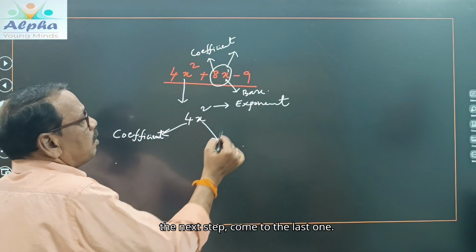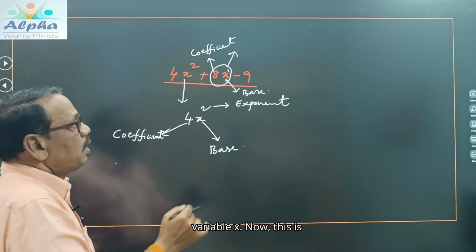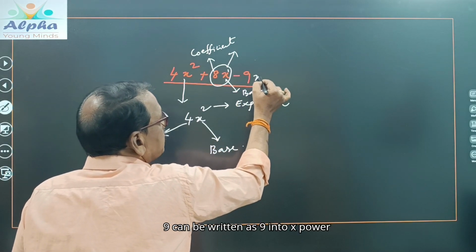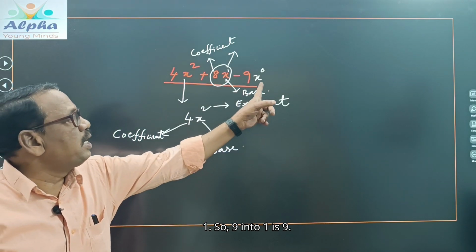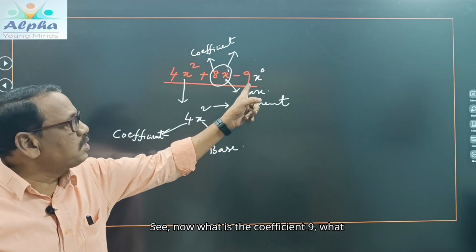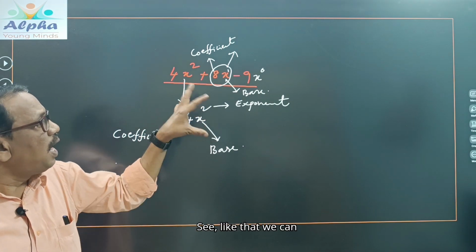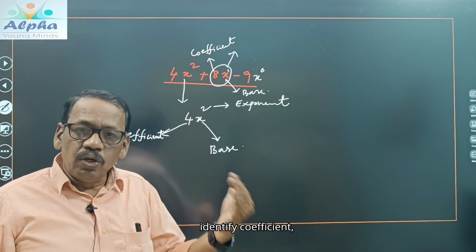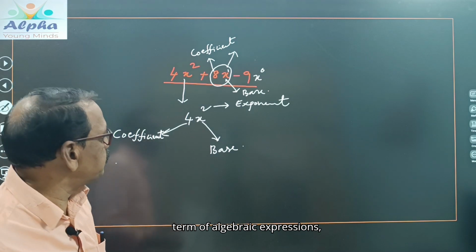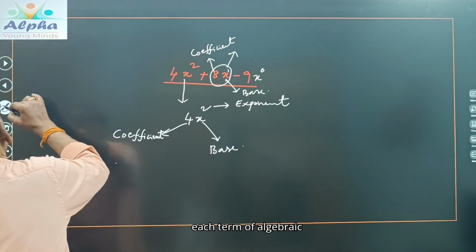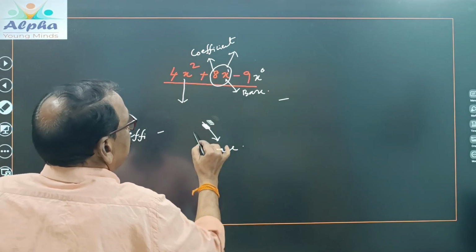So next, come to the last one. Here see, the expression consists of the variable x. Now this 9 can be written as 9 into x power 0, because x power 0 is 1. So 9 into 1 is 9. Now what is the coefficient? 9. What is the base? x. What is the exponent? 0. Like that we can identify the coefficient, base and exponent of each term of algebraic expressions. Okay.